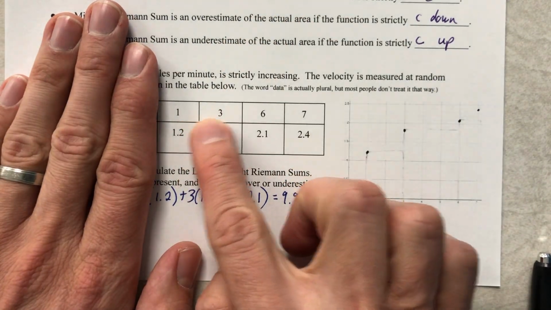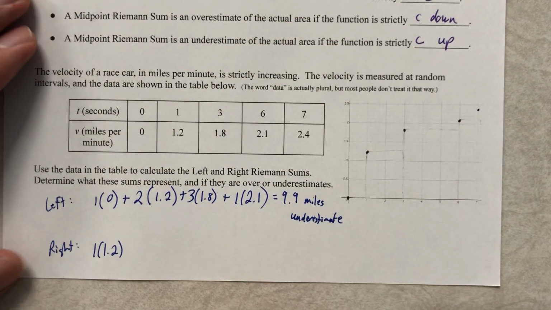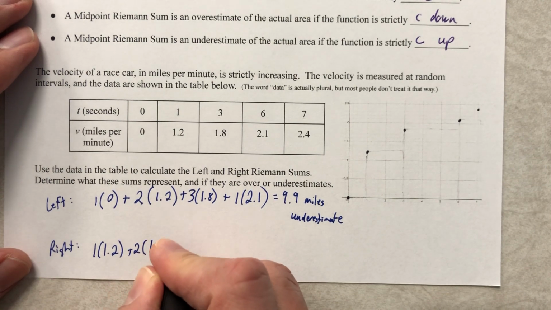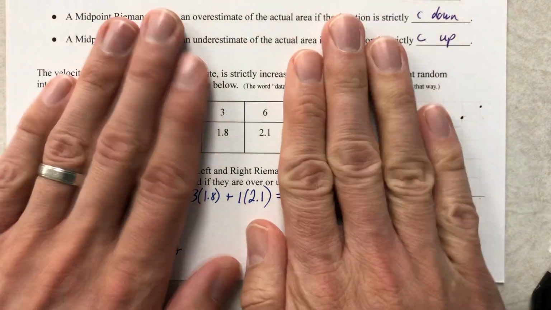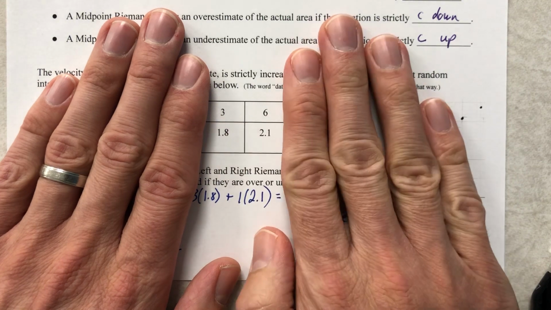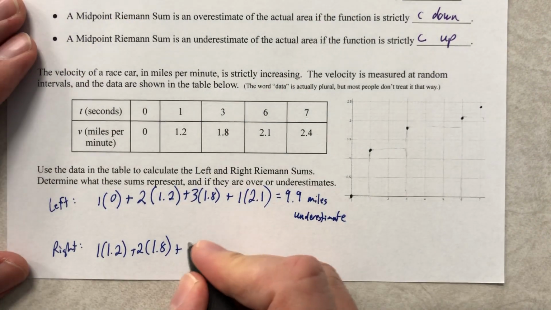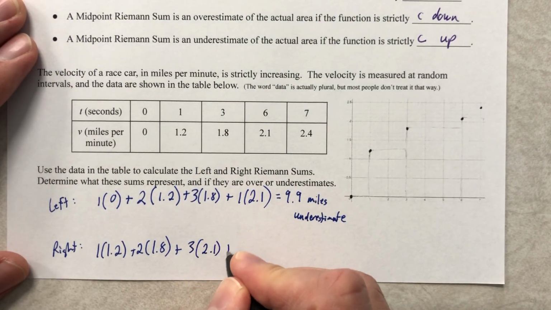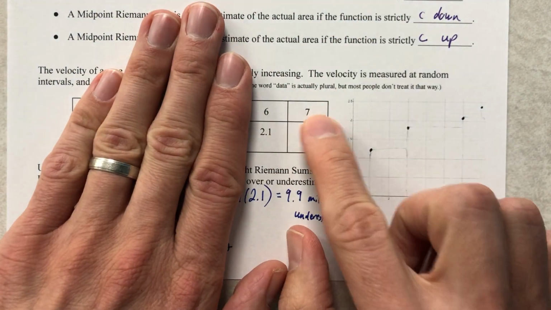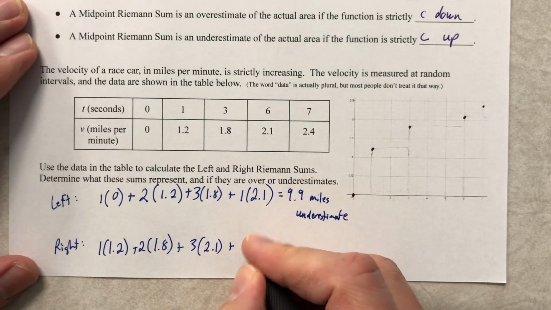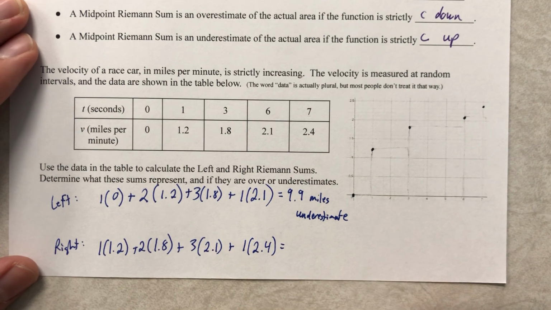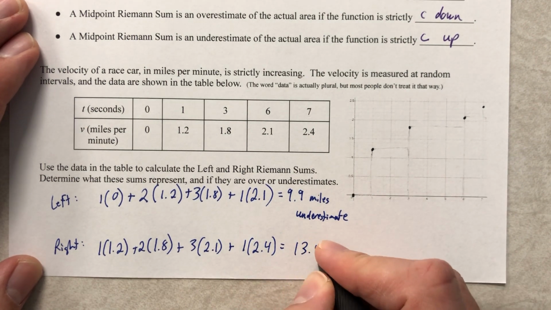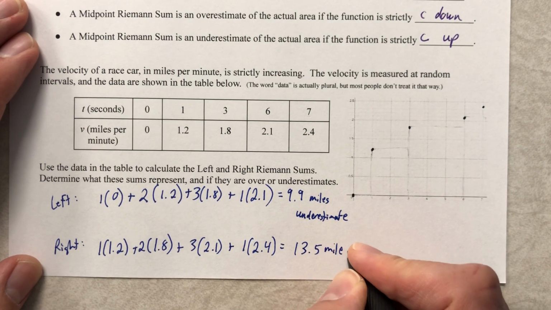There we go. 2, use the one on the right. 2, use the one on the right. 3, that's the distance, use the one on the right. 1, use the one on the right. And to save you time, I got it. It's 13.5 miles. Is it an over or underestimate?